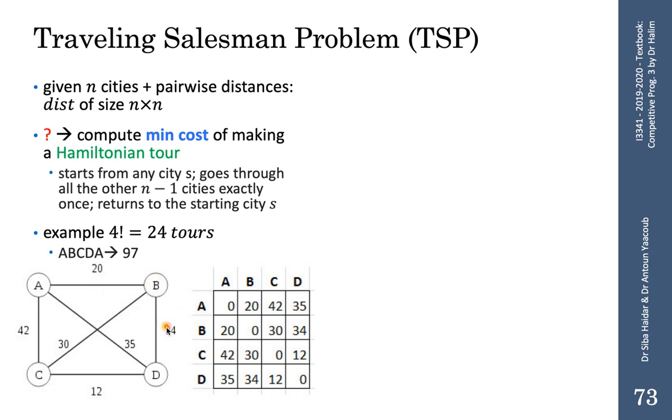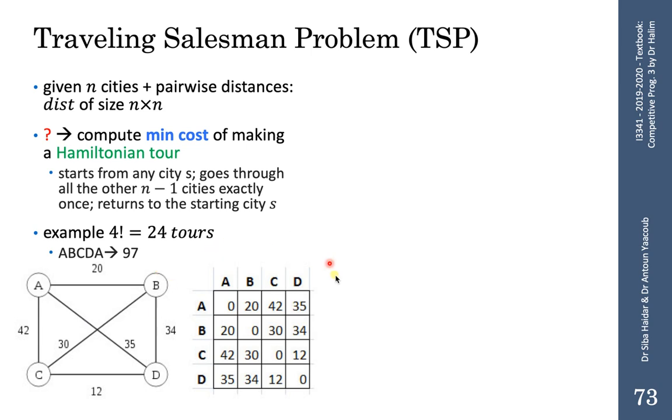And each tour will cost us differently according to the edges we use in order to go from one city to the other. One way is this particular tour, A to B, then to C, then to D, and then back to A, which will cost us 97, and this is the minimum cost that we can make using this graph. Note that we can have many tours that lead to minimal cost.